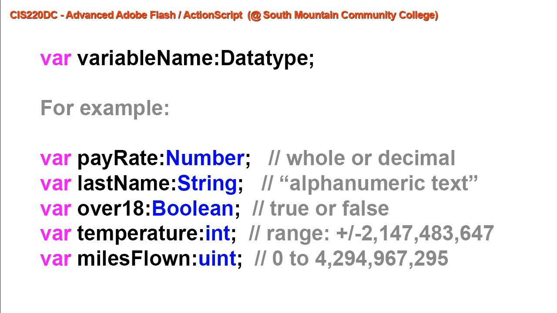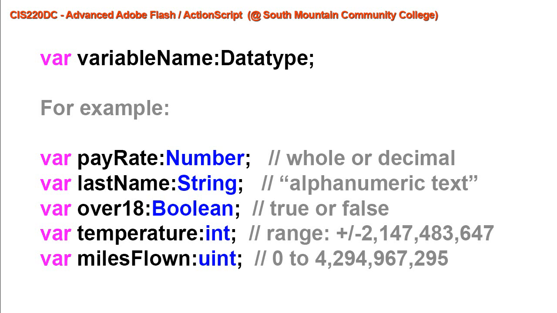In order to set up that variable, we have to declare it. And so the declaration statement is preceded in ActionScript by the word var for variable, the name of the variable that we're going to give it, a colon, and the data type.